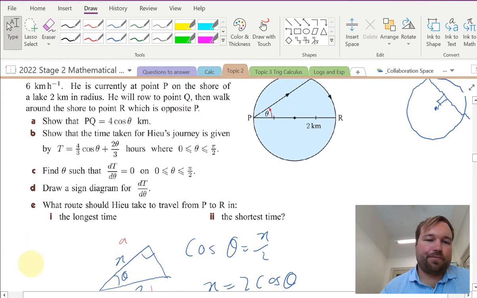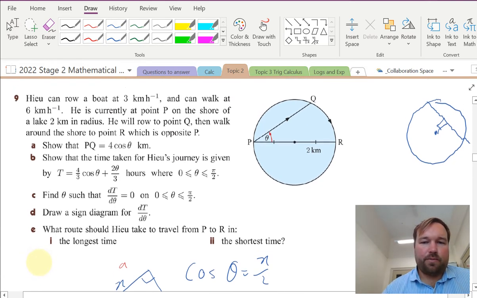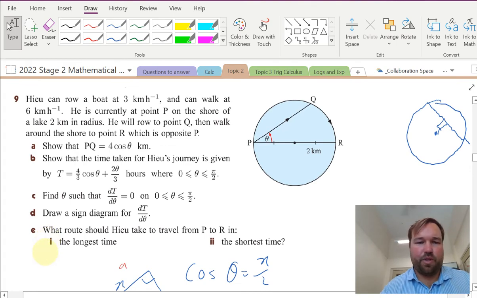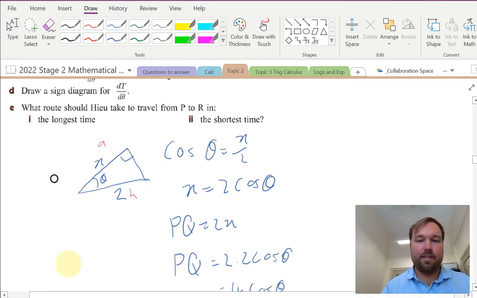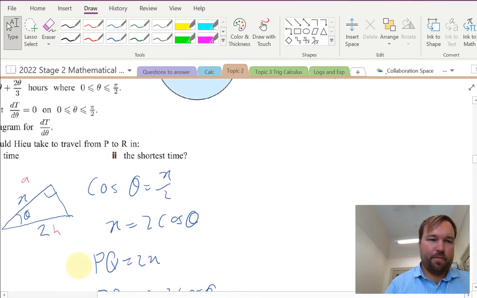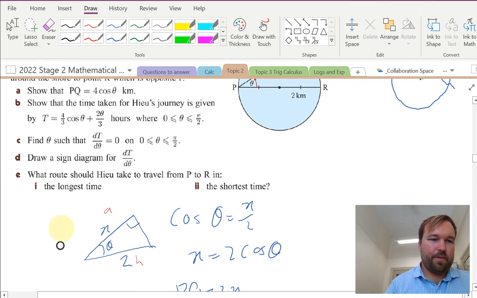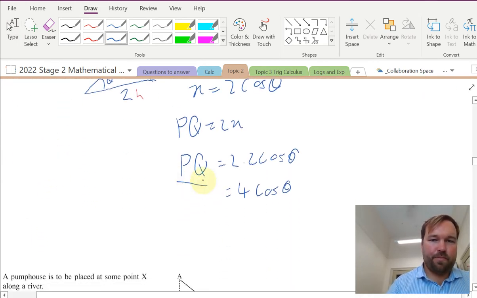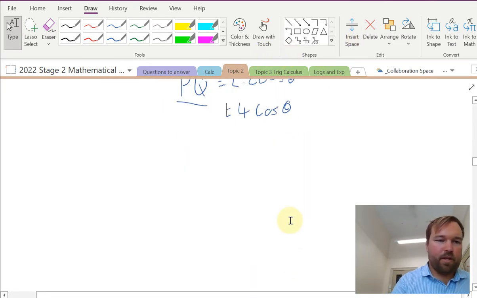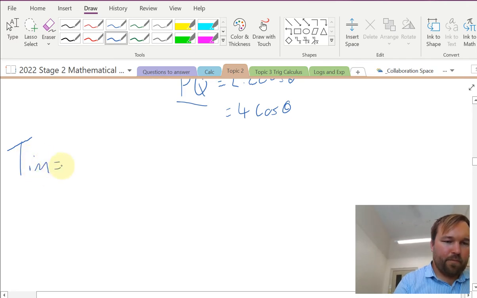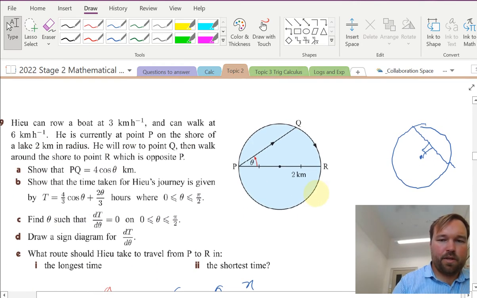Show that the time taken of the journey is given by time equals. Alright, so there's 2 portions of a circle here, 2 portions, I guess, to consider. There is the PQ portion and the QR portion. Time, oh, Tim's my name, time equals PQ plus the QR.